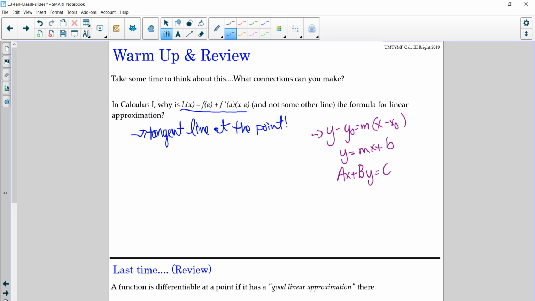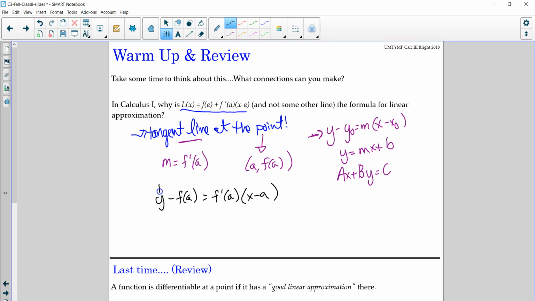If I know that I have a tangent line, well, the point that I'm going to use is going to be a comma f of a. And for a tangent line at that point, I know that the slope is really f prime of a. So if I use that point slope form, what do I get? I get y minus f of a is equal to f prime of a times x minus a.